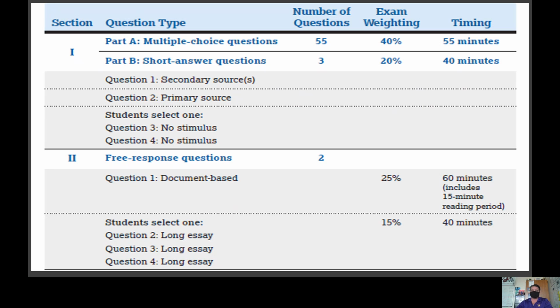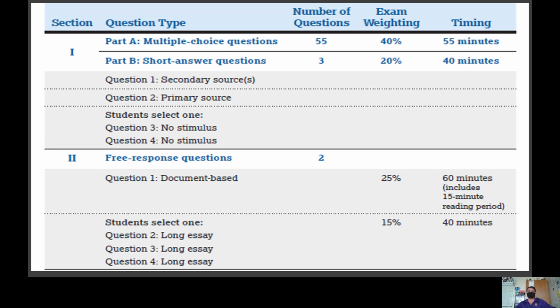Now, the way it's organized, you've got your 3 sets. They actually give you 4. The first 2 you have to do. Okay. The first one will be like a secondary source, some historian talking about something. Maybe a picture, maybe a map. It could be almost anything. Okay. It's going to have a stimulus. Which actually, even though we haven't done a whole bunch of them, they're some of the easier ones.